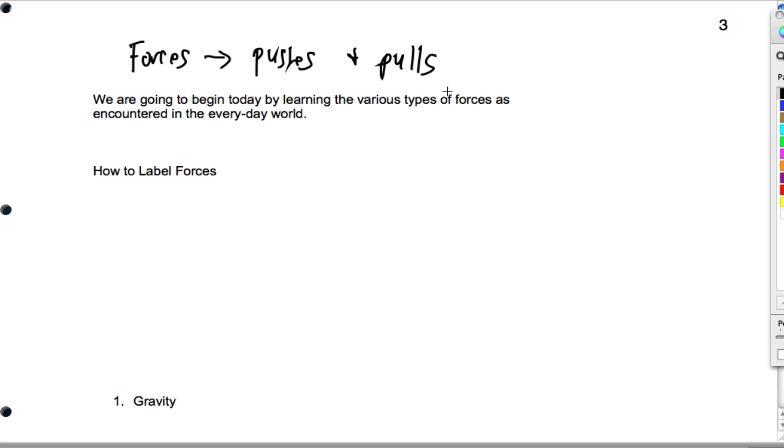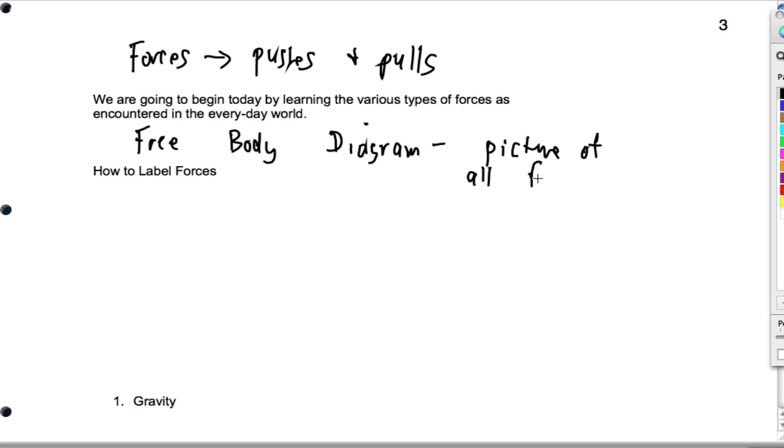Now really what matters is not what forces mean, but what they actually do to a system. So what I want to talk about first is how we're going to be labeling forces. We're going to be using a thing called a free body diagram, which is going to be a picture of all the forces acting on something. So to do that, I want to talk about first how to label forces.